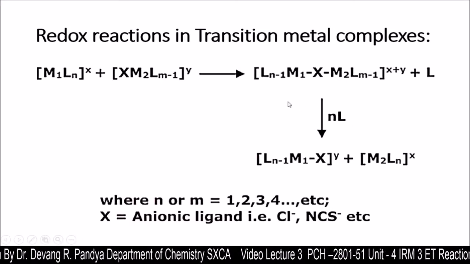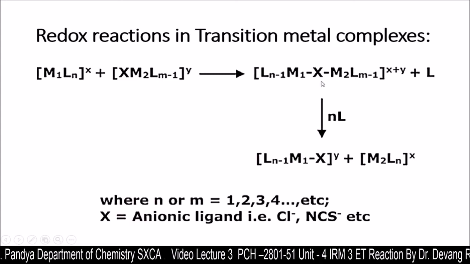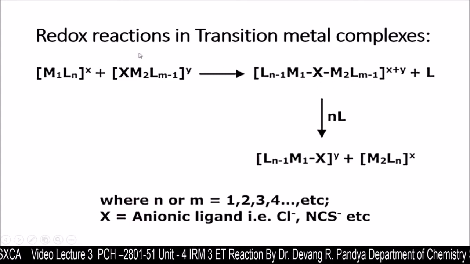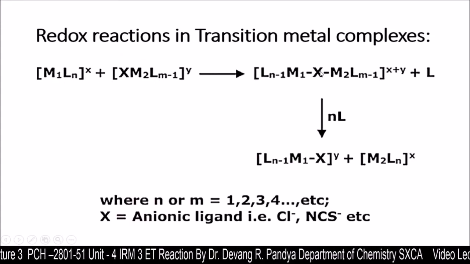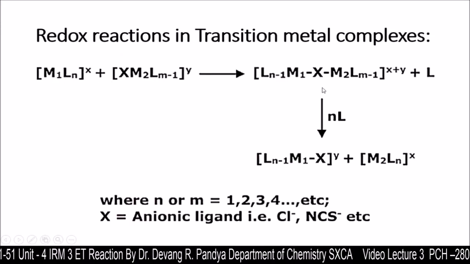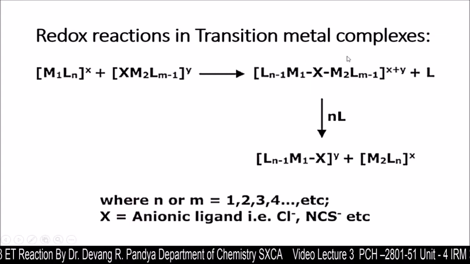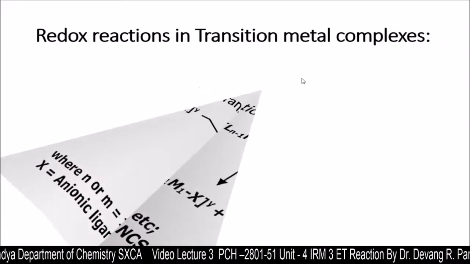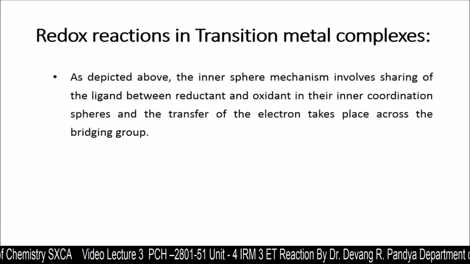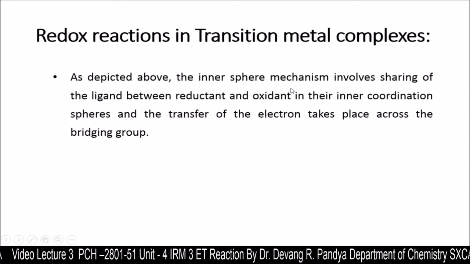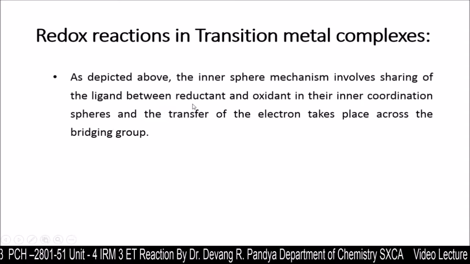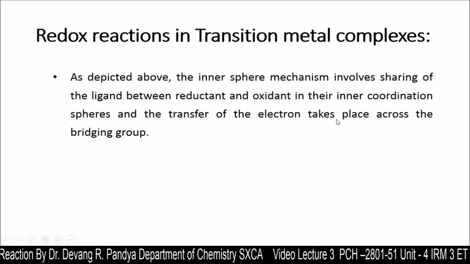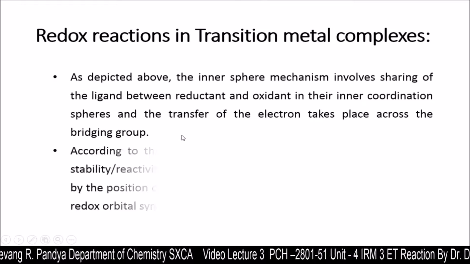And in the transition state, a bicentric bridging ligand should always be there in this inner sphere. So when these two complexes react and form a bridging ligand, the entire thing is going to be a single inner sphere, and therefore it is considered an inner sphere ET reaction. As depicted above, the inner sphere mechanism involves sharing of the ligand between reductant and oxidant in their inner coordination sphere, and the transfer of electron takes place across the bridging group.